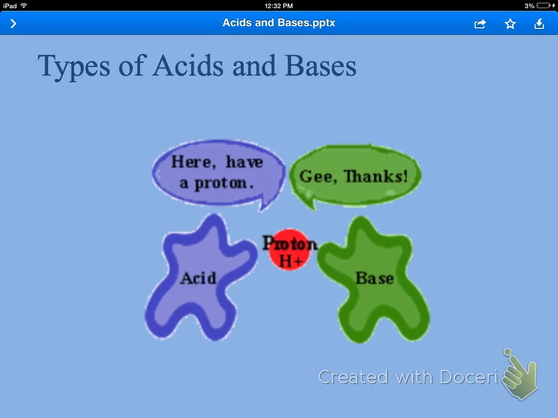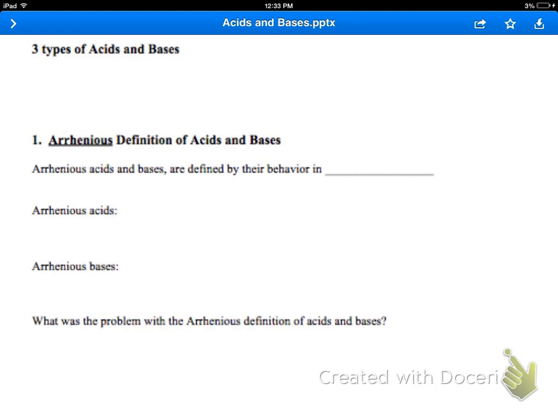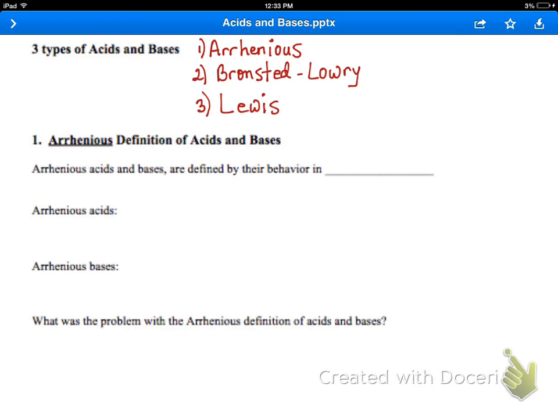This podcast is about types of acids and bases and how we categorize them. So there are three basic types of acids and bases, and those are the Arrhenius, Bronsted-Lowry, and Lewis acids and bases. And these are done in order of history, of how acids and bases were defined in history.